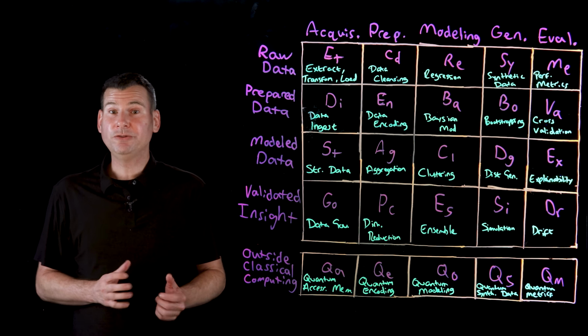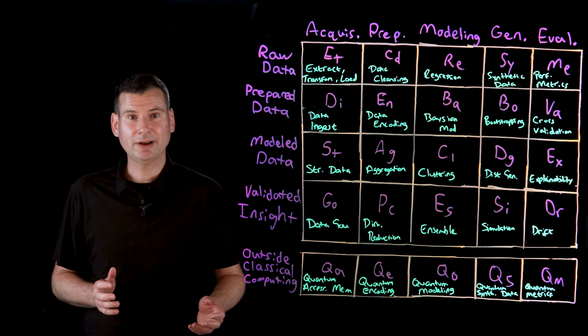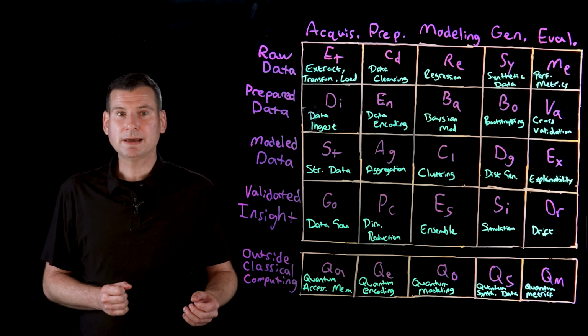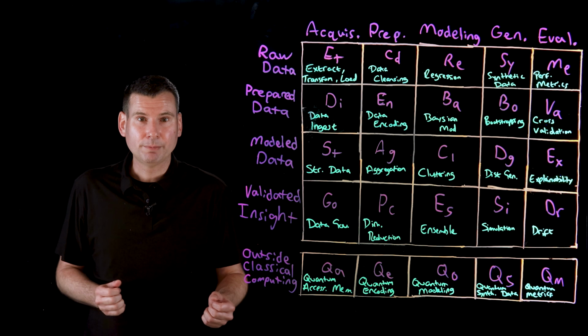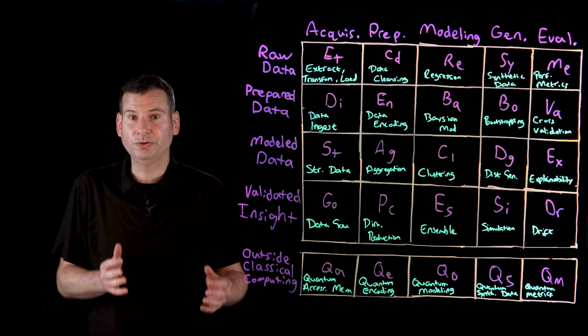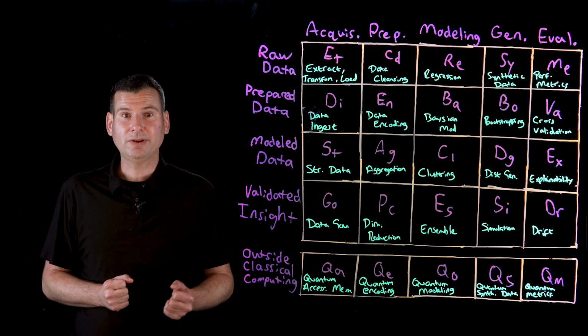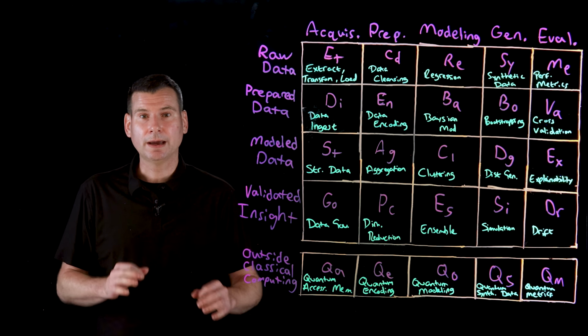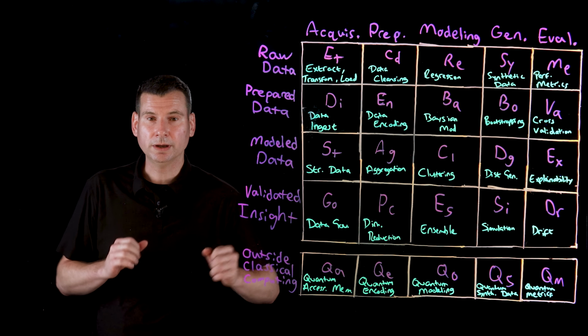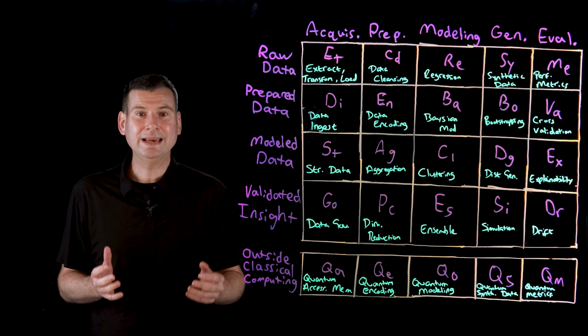I should point out, there is no official periodic table for data science nor AI. Martin and I came up with these as a learning aid, but the structure is like the periodic table in chemistry. Each cell is an element with a name, like extract, transform, and load, which has a two-letter symbol that we call ET.